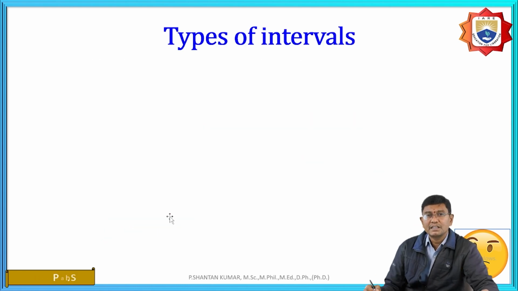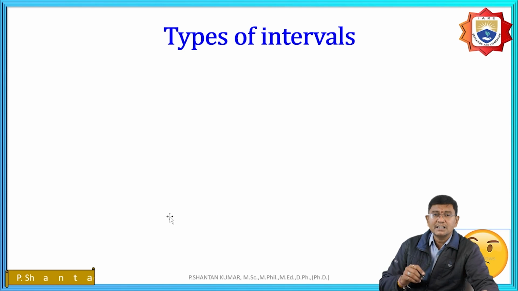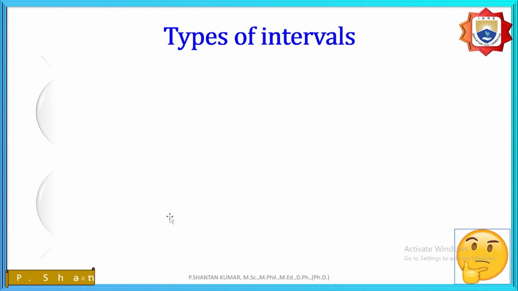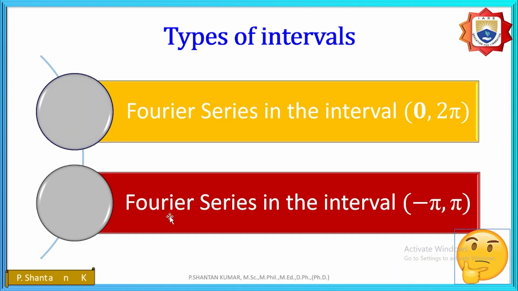Now, the types of intervals. Under this Fourier series, what we are going to discuss are the types of interval, which are two categories: one is 0 to 2 pi and the other is minus pi to pi. Actually these are two different intervals under the 2 pi limits. 0 to 2 pi is a full range series, and minus pi to pi is also a full range series. These are the two methods we are going to discuss here.